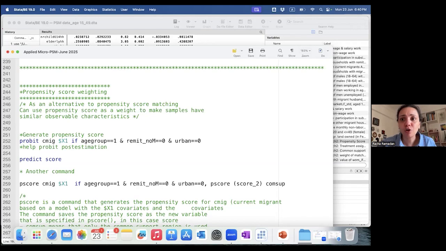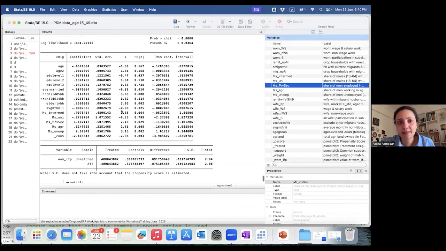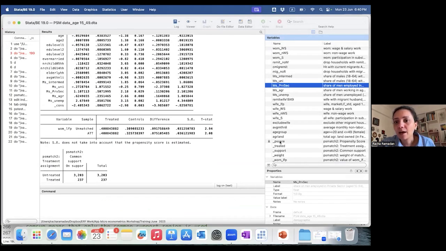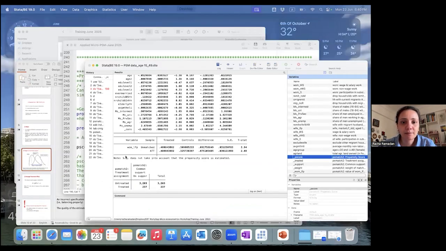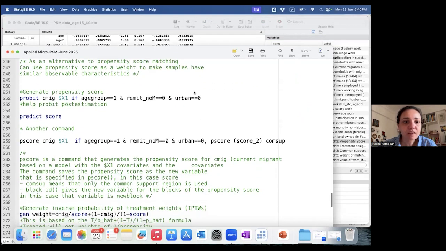So we have two options. Here I already estimated the PSM and I can use the p-score to calculate the weights, or I can do all the steps myself, manually, not through the command of PS match. So if I do the steps, the first thing PS match does is estimating the probability of having a migrant in the household based on all the characteristics of the individuals and the community in the household.